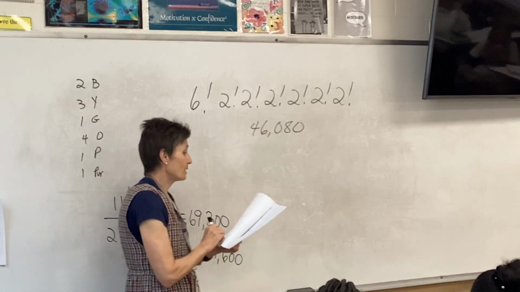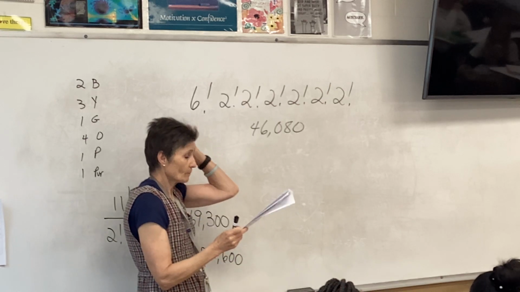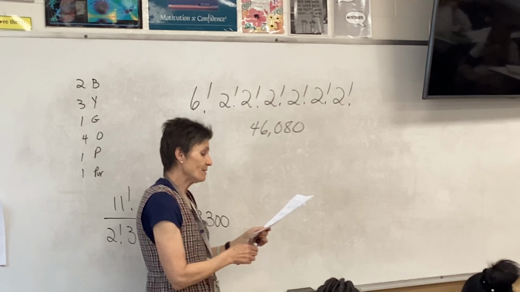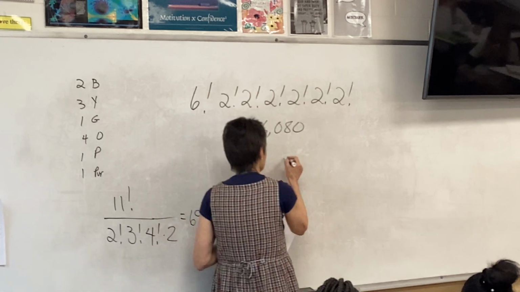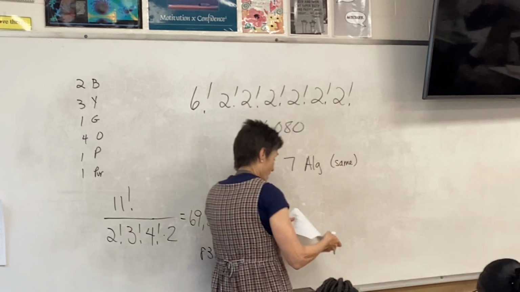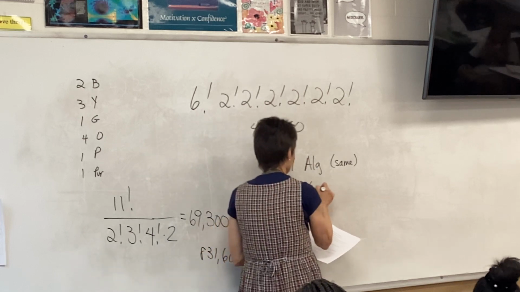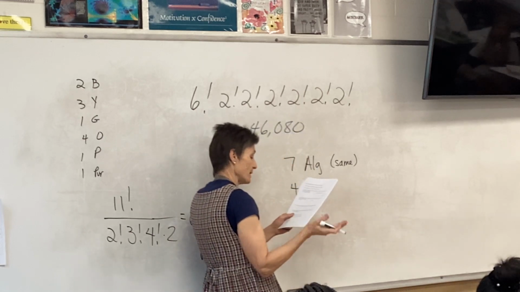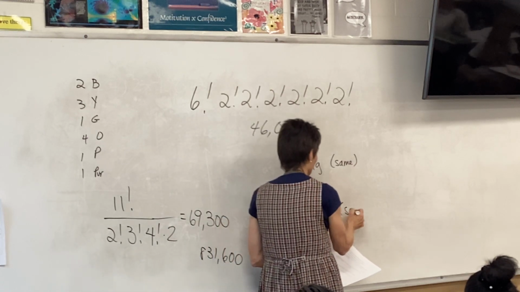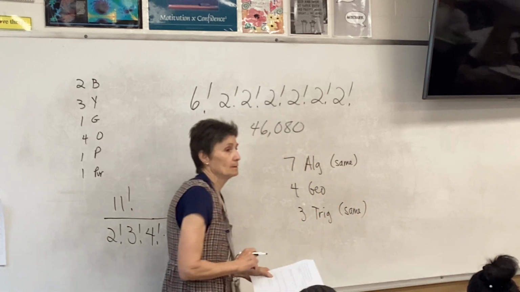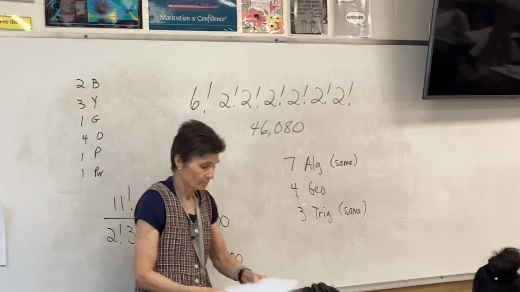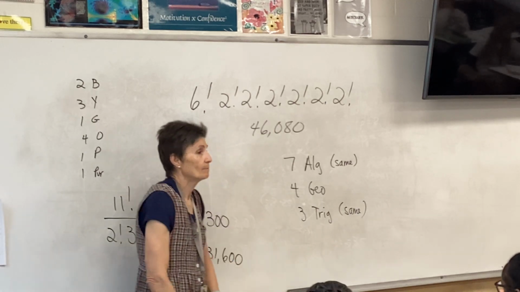All right, number 34. How many ways can you arrange 7 identical algebra books? Okay, so I have 7 algebra, and they're all the same. I have 4 geometries, and they are not the same. They're unique. They're different. And I have 3 trig, and they are the same. Question number A says, put them in a row. Here's all the books. Put them in a row on the shelf.